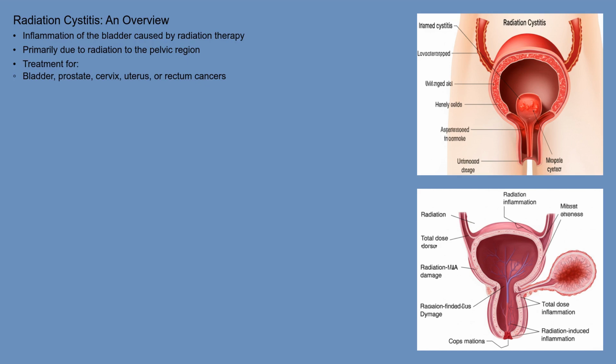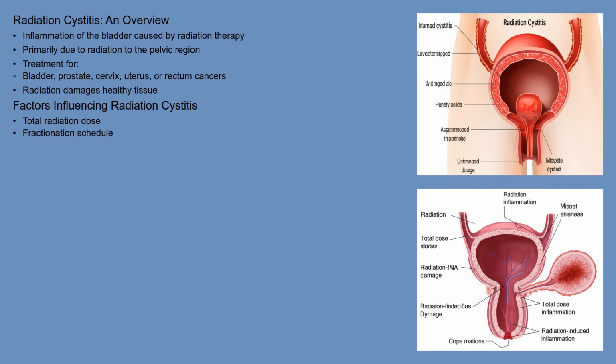The likelihood and severity of radiation cystitis depend on several factors. These include the total radiation dose, the fractionation schedule, meaning how the radiation is divided into smaller doses over time, the specific technique used for radiation delivery, and individual patient factors such as pre-existing bladder conditions or certain medications.